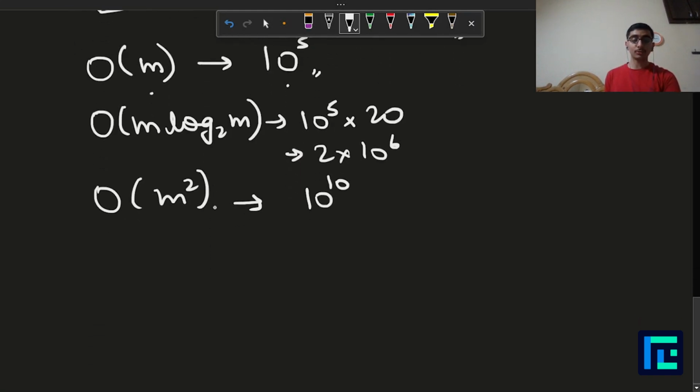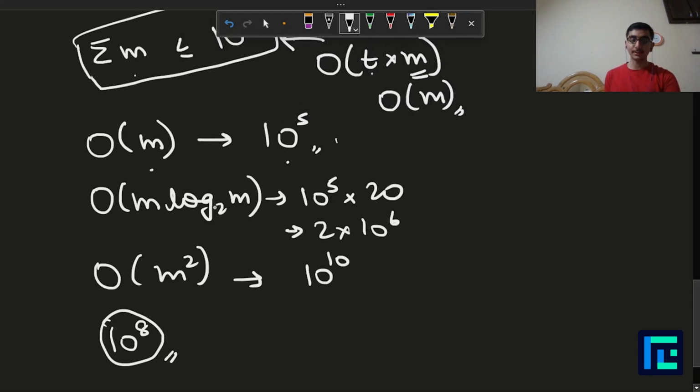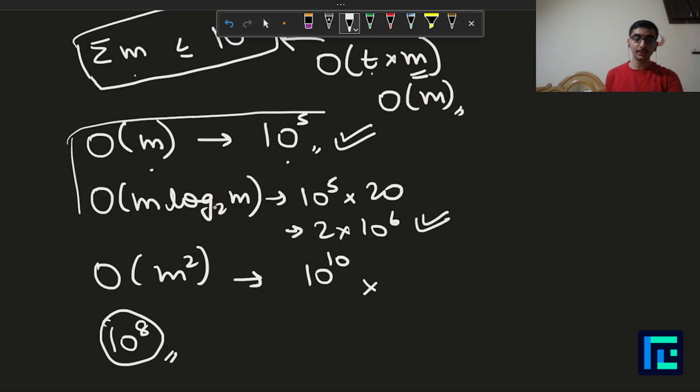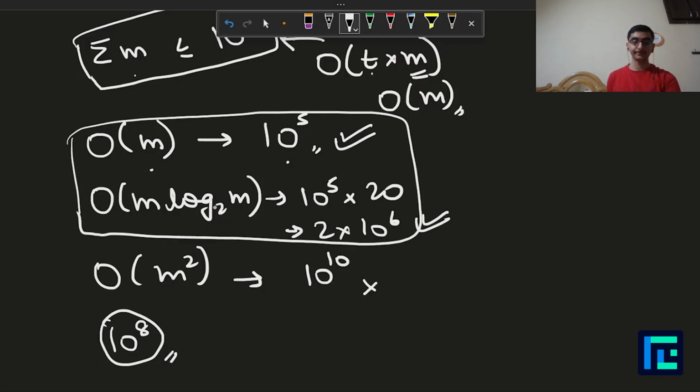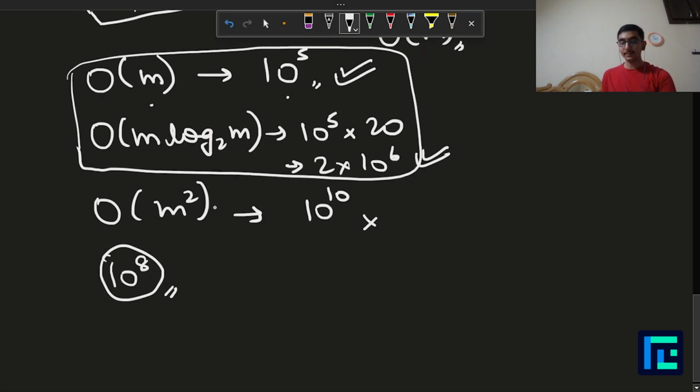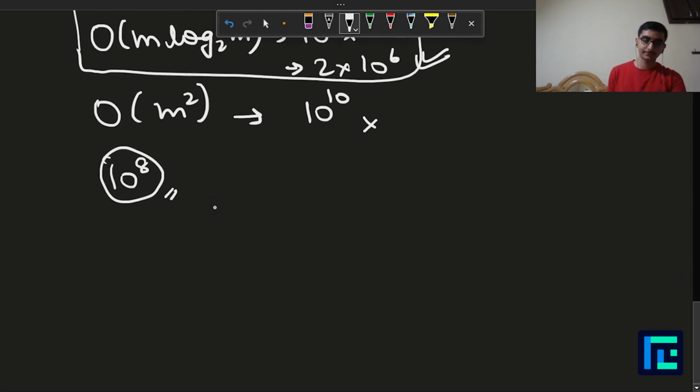But we also know that on Codeforces in 1 second we can run approximately 10 power 8 elementary operations, right? That means O of M runs fine, so does O of M log M, but O of M square does not work, right? Because it exceeds the limit of 10 power 8. So we want some algorithm which runs in the vicinity of O of M or O of M log M, right? So as now we have discussed the expected time complexity, we can move on to discussing the solution.